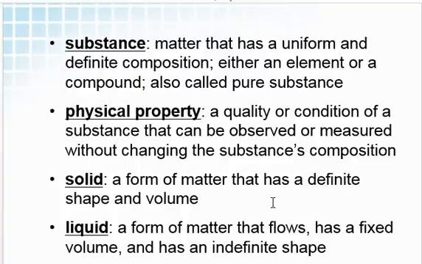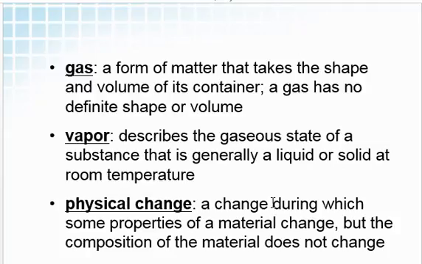A solid is a form of matter that has a definite shape and volume. A liquid is a form of matter that flows and has a fixed volume but an indefinite shape. A gas is a form of matter that takes the shape and volume of its container. A gas has no definite shape or volume. A vapor is the gaseous state of a substance that's generally a liquid or solid at room temperature. A physical change is a change during which some properties of a material change, but the composition, the makeup of the material, does not change.